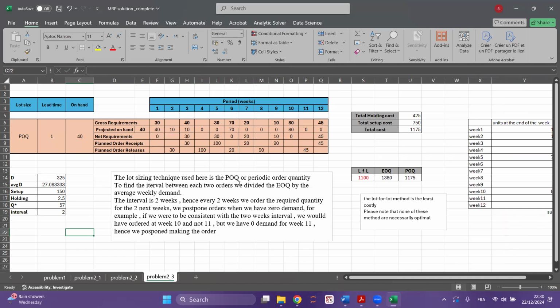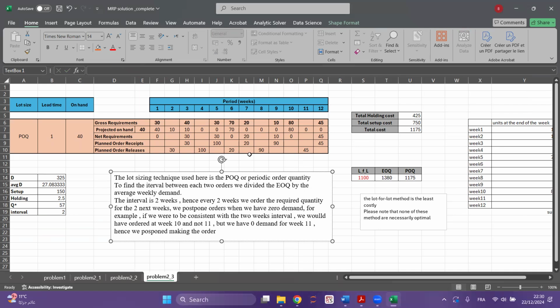Now we go to the periodic order quantity. Here's how it works. We're gonna have to find an interval between each 2 orders. To do that, we just divide the economic order quantity by the average weekly demand. Of course, we have to round up. And we get an interval of 2 weeks. Hence, every 2 weeks, we order the required quantity for the next 2 weeks.